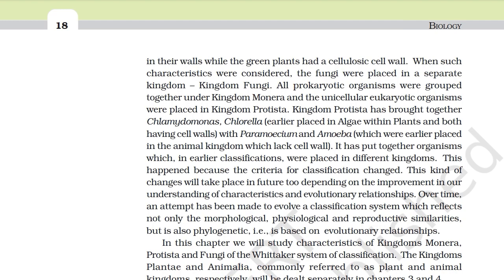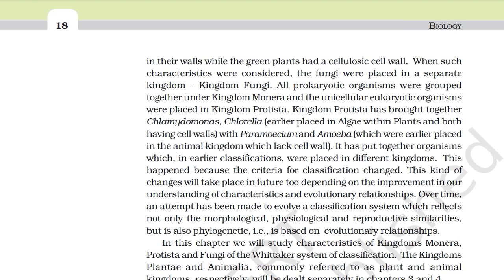All prokaryotic organisms were grouped together under kingdom Monera, and the unicellular eukaryotic organisms were placed in the kingdom Protista. Kingdom Protista had brought together Chlamydomonas and Chlorella, earlier placed in algae within plants and both having cell walls, with Paramecium and Amoeba, which were earlier placed in the animal kingdom and which lacked cell wall. It has put together organisms which in earlier classifications were placed in different kingdoms. This happened because the criteria for classification changed.